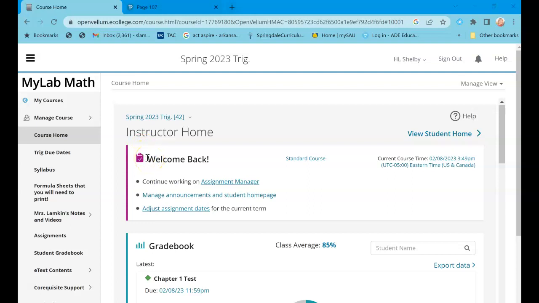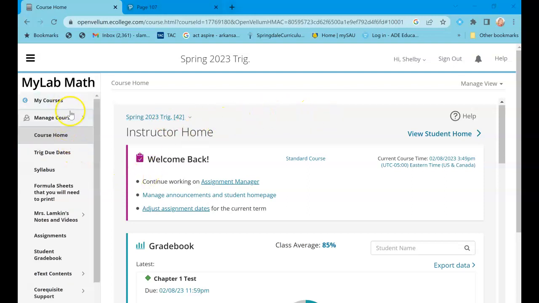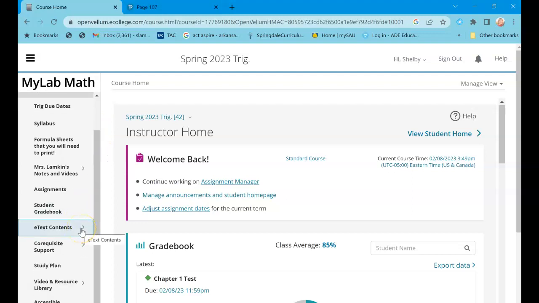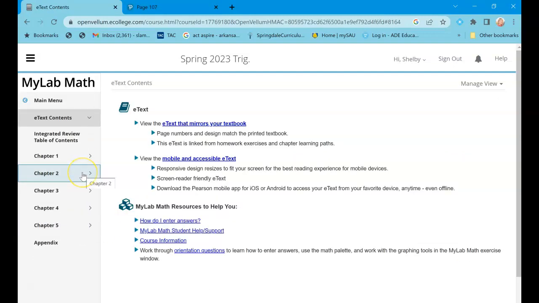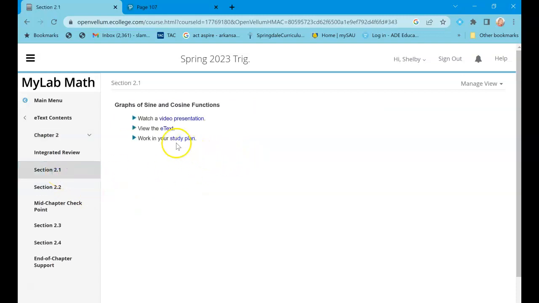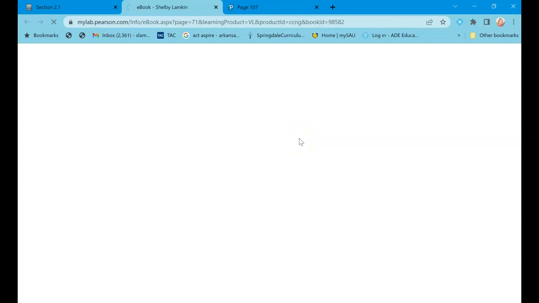I wanted to take a few minutes to help you walk through your MyMathLab and look at some of the features that we have here. So I'm going to start here with the e-text contents, and I'm going to click on Chapter 2, and I'm going to click on Section 2.1, and I'm going to view the e-text. Now there's also a video, but I'm going to look at the e-text today and just show you what's available here.